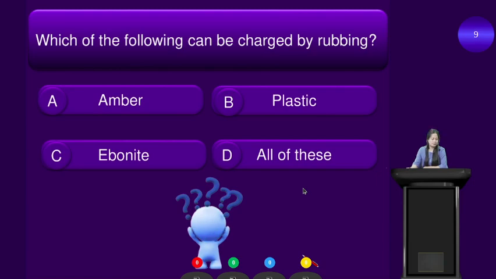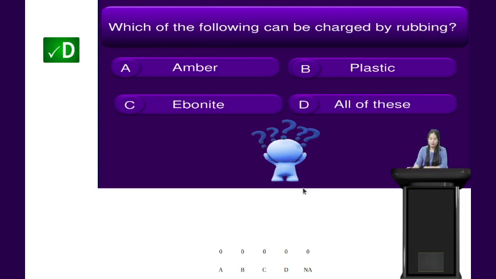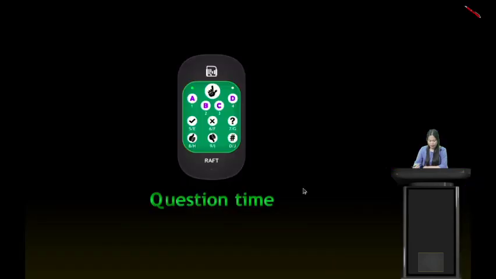Alright, students, your time is up. So let us see. We know that amber can be charged by rubbing. Plastic can also be charged by rubbing. Ebonite can also be charged by rubbing. So the correct answer for this question is option D, that is all of this. All of these, that is amber, plastic and ebonite, can be charged by rubbing. Very good, students. We have another question.